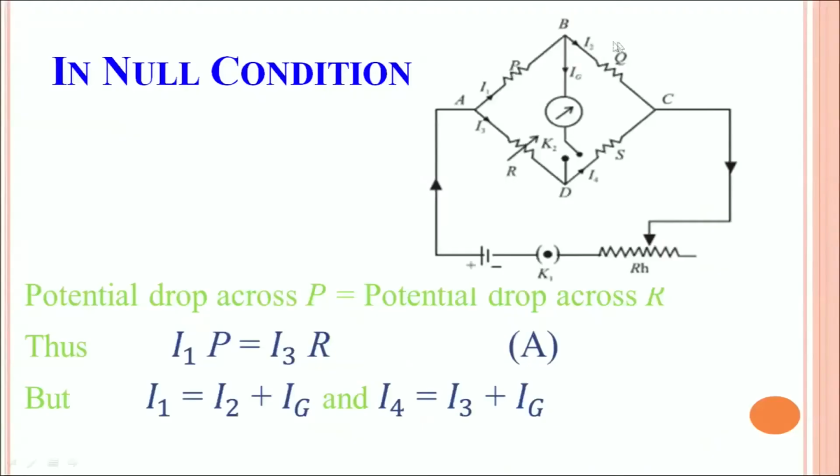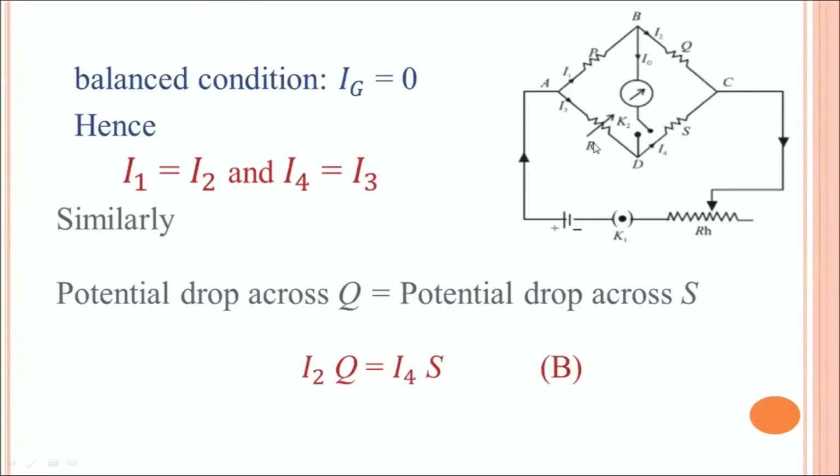But you can see from the circuit diagram that I1 is equal to I2 plus Ig, by the first rule, and I4 is equal to I3 plus Ig. Now, in the balance condition, because there is no current through the galvanometer, Ig is equal to 0. So, what do you get? You get I1 is equal to I2 and I4 is equal to I3.